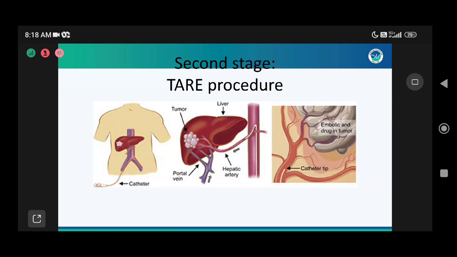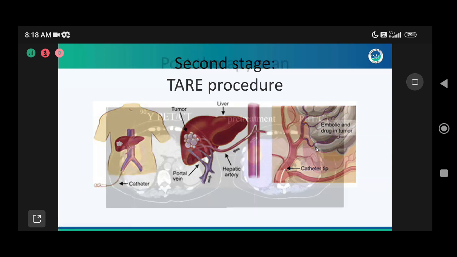In the same way as the first stage procedure, we will be going to the hepatic artery and super selectively giving this radioactive substance, which goes and embolizes the arterioles near the tumor cells, emits radiation, and kills the cancer cells.